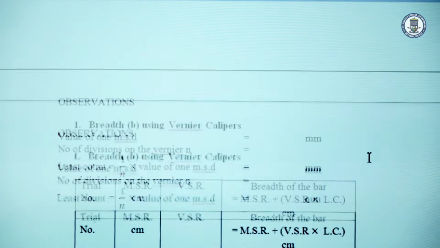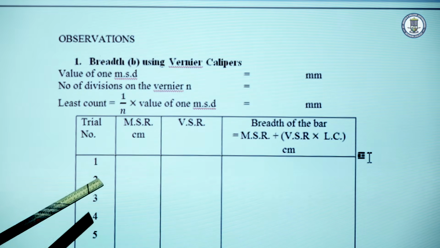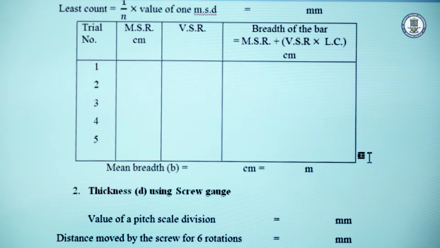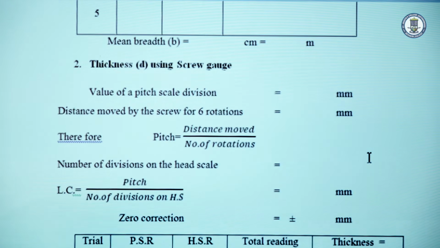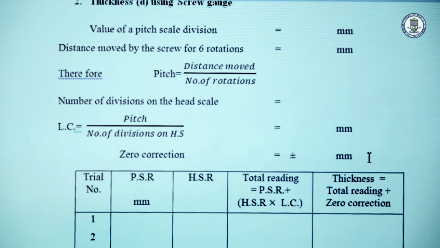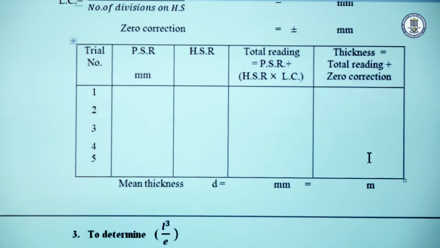Then coming to the observations, initially we want to find the breadth of the bar. For that we are using a vernier caliper. We take the MSR and VSR readings, and then the total reading is calculated. So the breadth of the bar is determined. Then using a screw gauge, the thickness D of the bar is determined. Again here we are also taking 6 readings, the pitch scale reading and head scale reading.